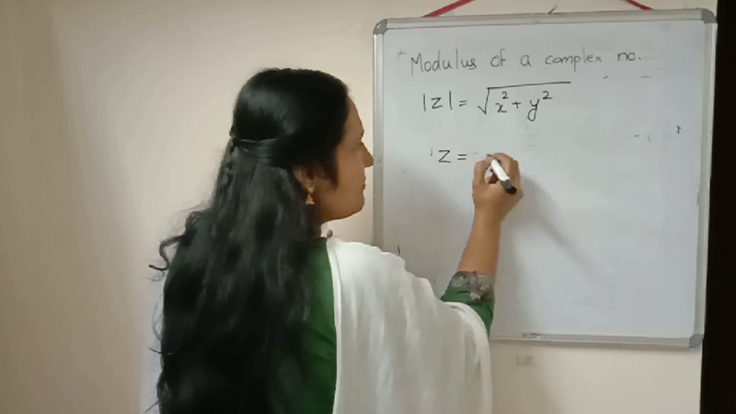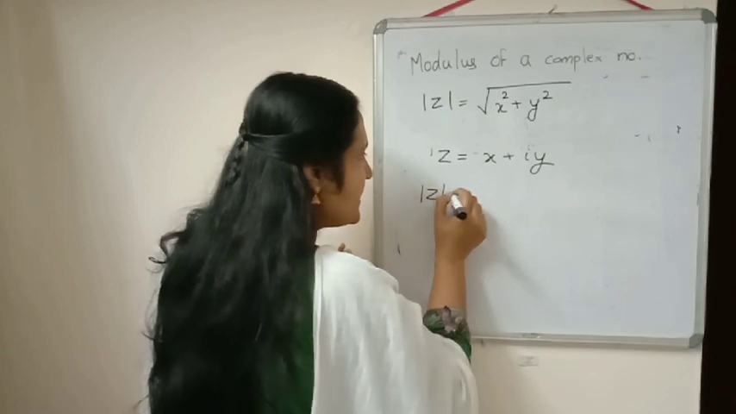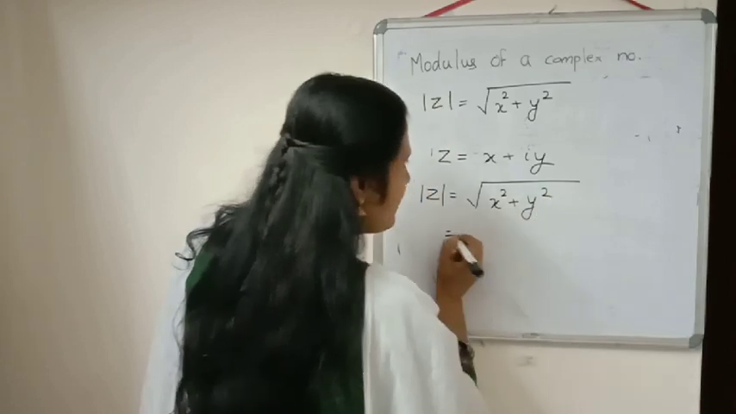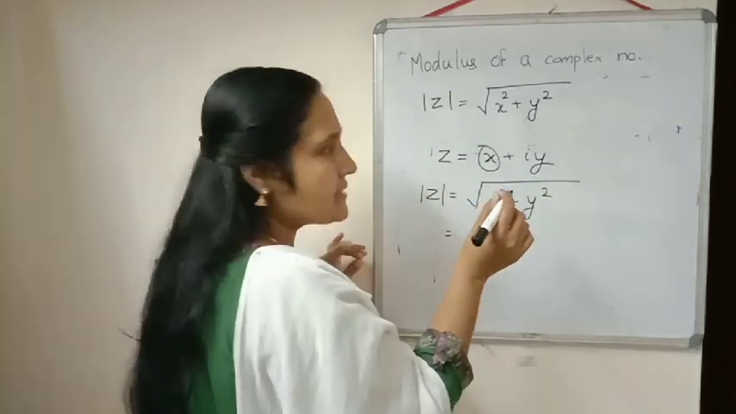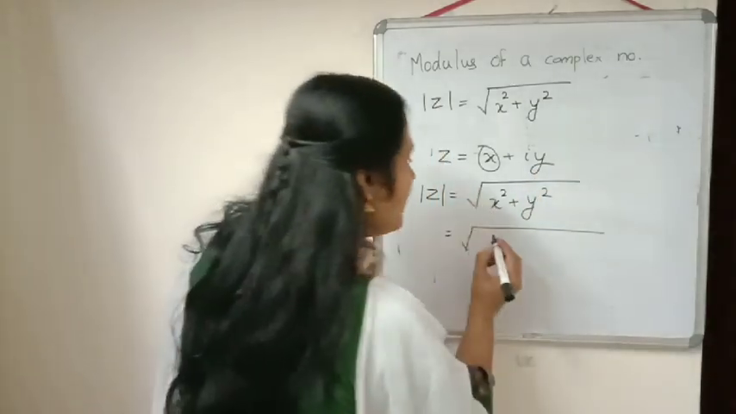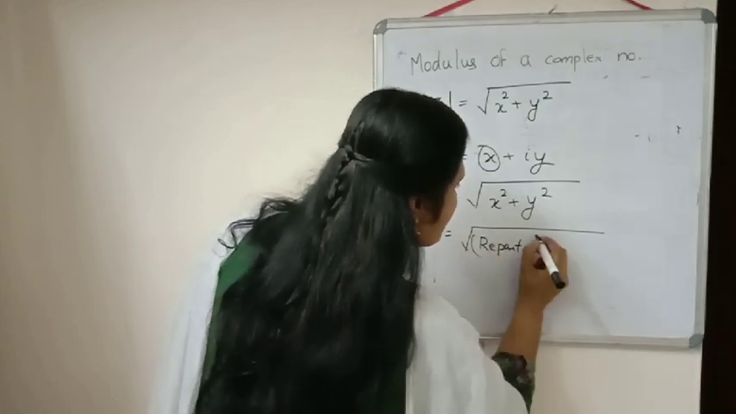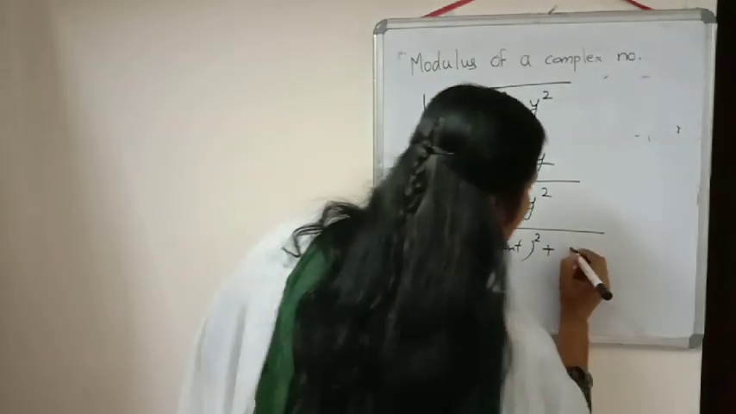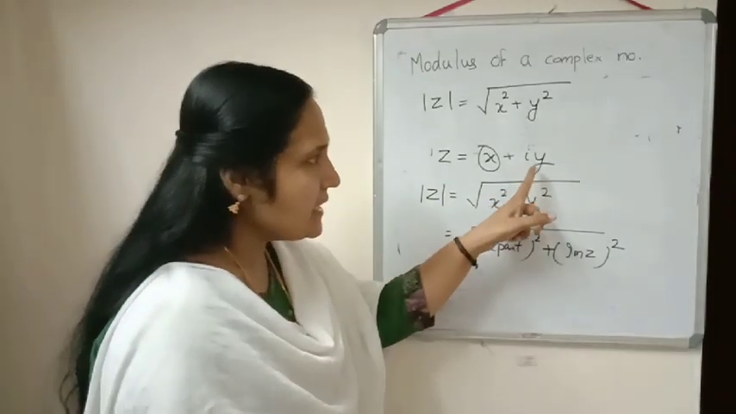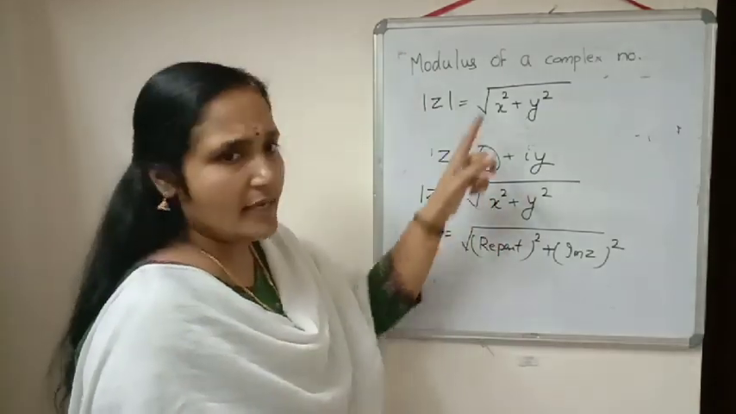Now once again we can simplify it. What is our complex number? z is equal to x plus iy. And what I wrote, mod z is equal to square root of x square plus y square. What is x here? If it is a complex number, x is called the real part and y is called the imaginary part. So x square means the real part the whole square, plus the imaginary part of z the whole square. So in that we just need the coefficient of i. We don't have to use i when we are calculating the modulus.